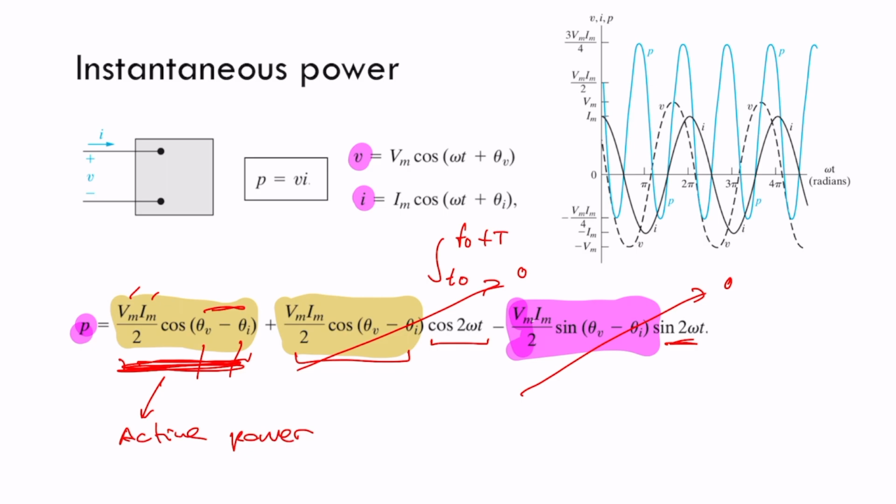Also, what we have here is this part, which is important because, if we go to the time domain, we see that this is power that's going forward and backward. So this term is called the reactive power.